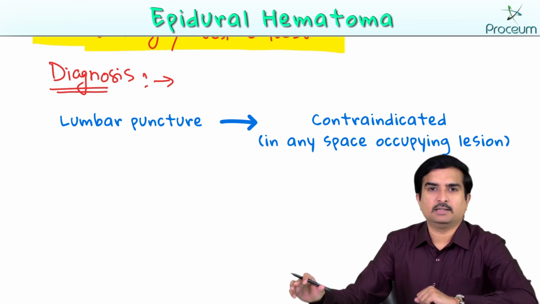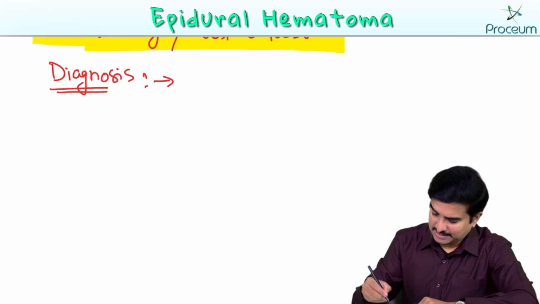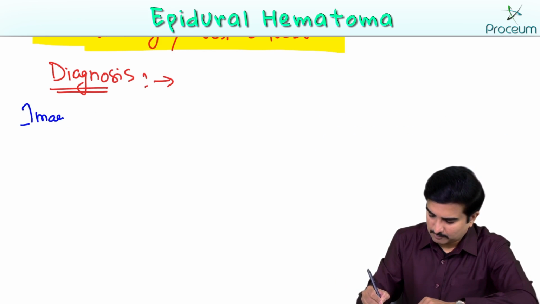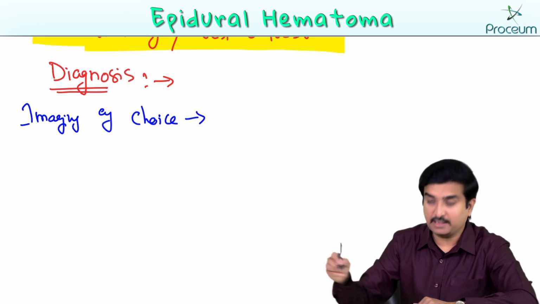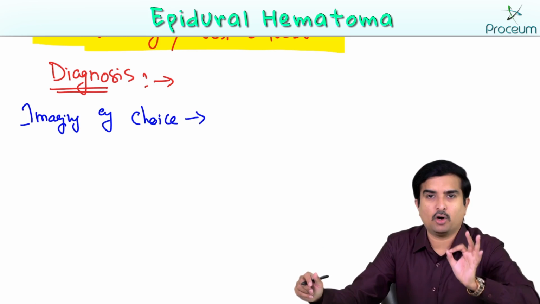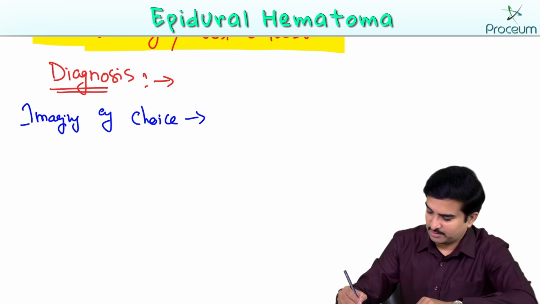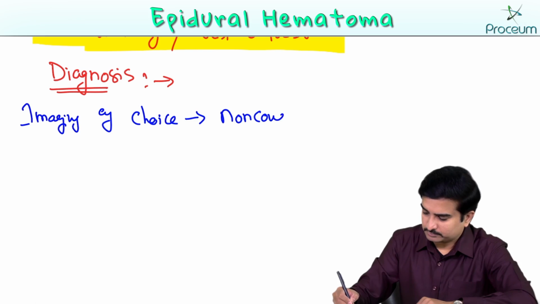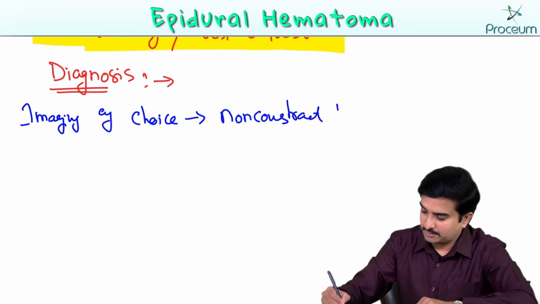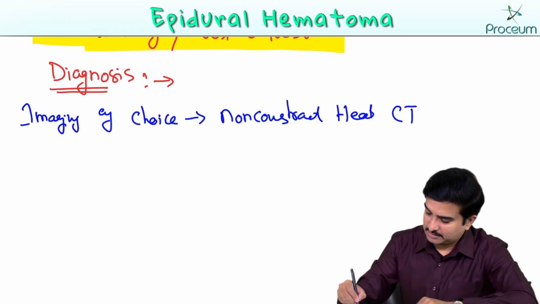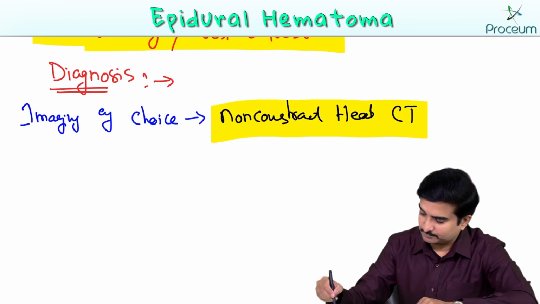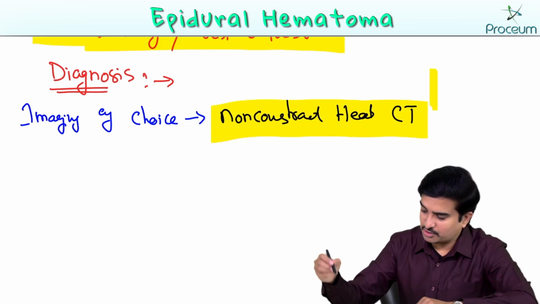Then what will be the imaging of choice here? That is what the examiner is going to ask. Imaging of choice. So what will be the imaging of choice? It will be non-contrast head CT scan. Remember this point. Non-contrast head CT scan, right? So this is considered to be the imaging of choice. Remember this point.